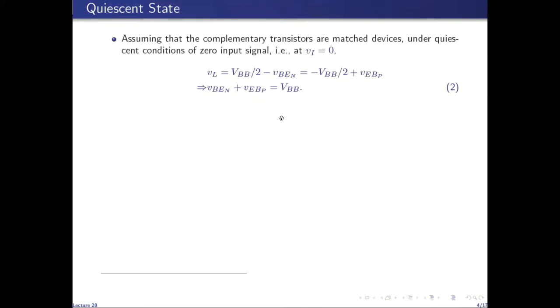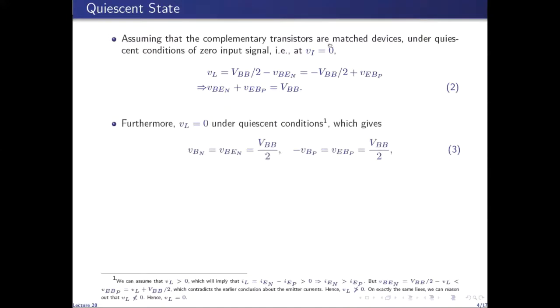Assuming that the two complementary devices are matched, which is a very important condition, that the two devices should be as closely matched as possible, then under the quiescent conditions, that is when there is no signal applied at the input, the load voltage is given by this expression and this expression, which can be obtained from equation 1 on the previous slide by simply putting VI equal to 0. From these two equations, we see that VBE of n and VEB of p add to VBB. This is not just an expression for operation under quiescent conditions; it will always hold.